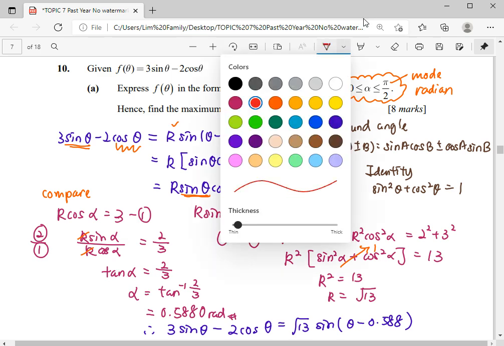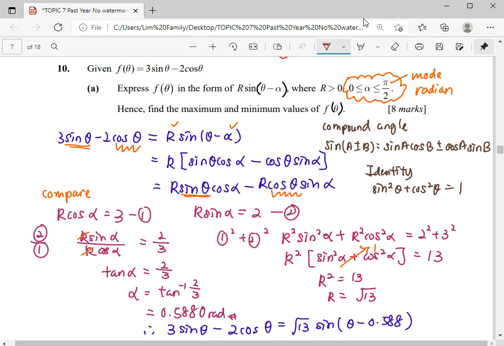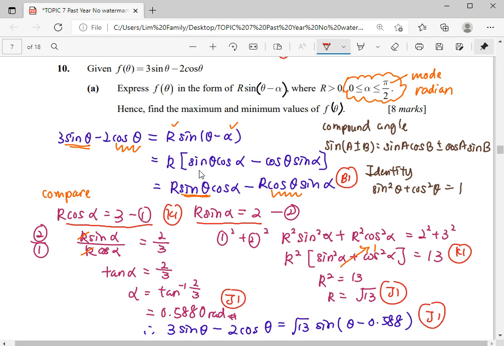From here we see what is important. First is the compound angle expression, which you expand back so that we can compare. Comparing the two equations, we solve for r by using the identity, and solve for alpha. Lastly, we put it in the form r sine theta minus alpha.